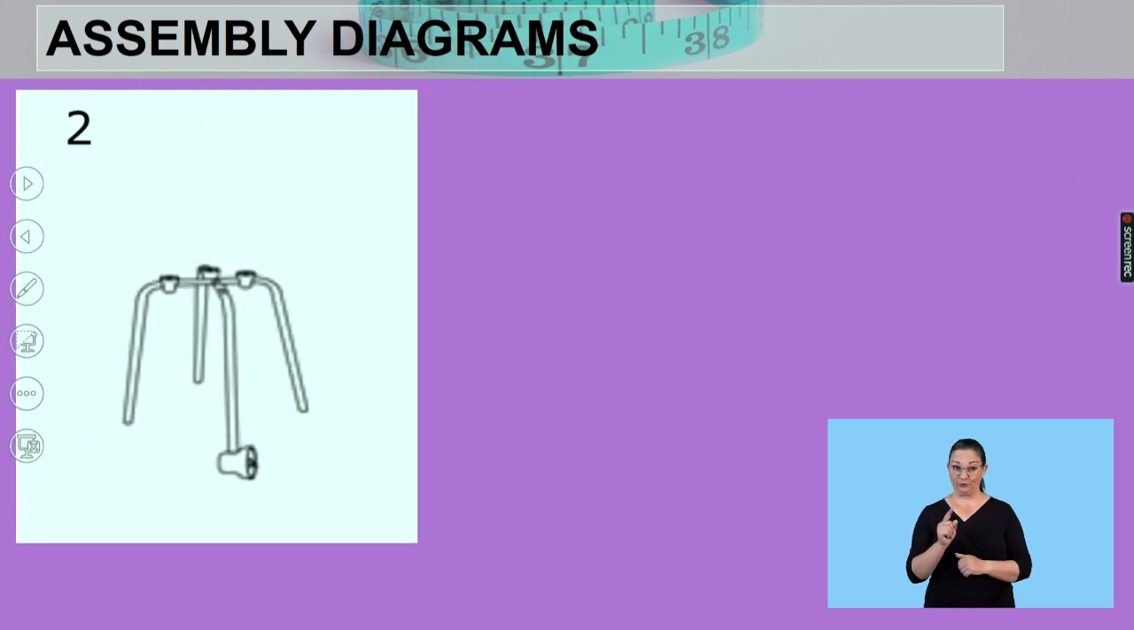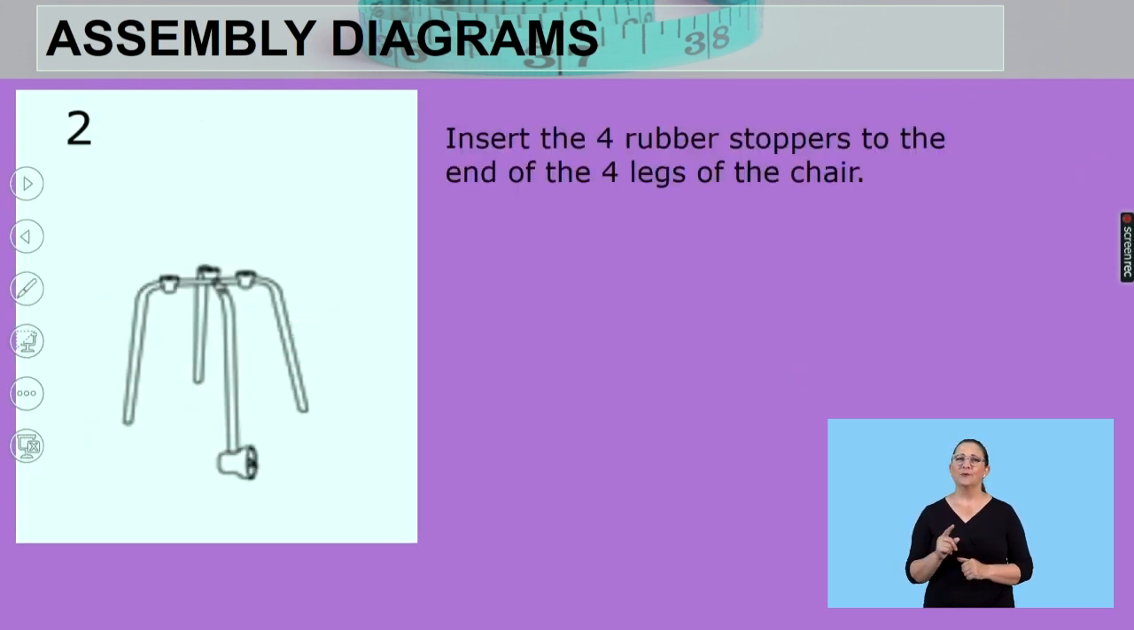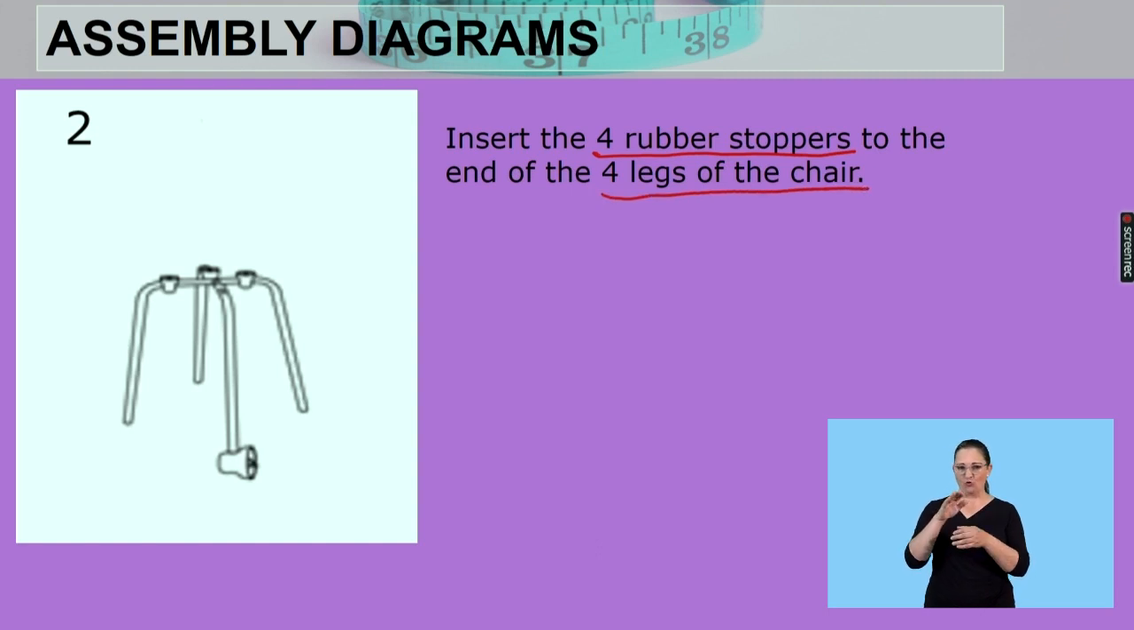Okay, the next one, step 2. What are we doing here? Insert the 4 rubber stoppers to the end of the 4 legs of the chair. So looking at the diagram, do you see these little stoppers here? They go at the bottom of your chair. That's what we're saying there. So that's why you've got to be clear with your instructions when answering this. Look at the picture, see what's happening in the picture, write down your answer.